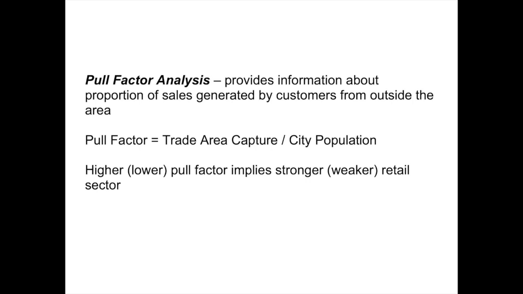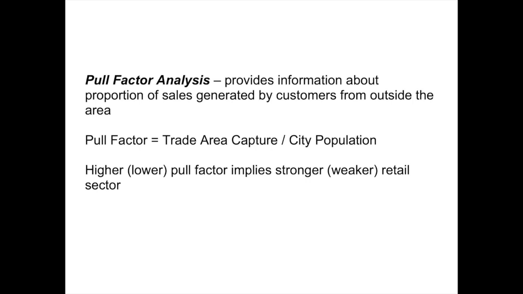So a higher pull factor implies a stronger retail sector. On the other hand, a pull factor of less than 1 means that the local retail sector is serving fewer customers than the population. In other words, some local residents are actually shopping for the type of retail that you're studying outside the region. For example, a lot of really small towns have pull factors for automobile sales that are less than 1.